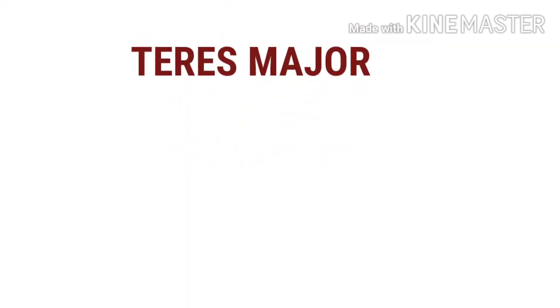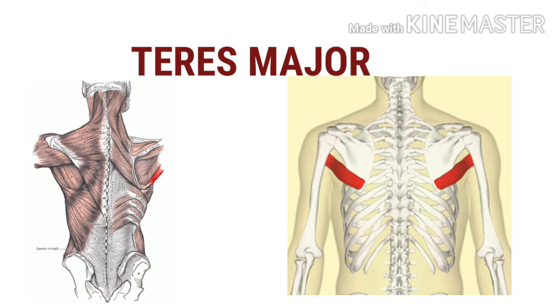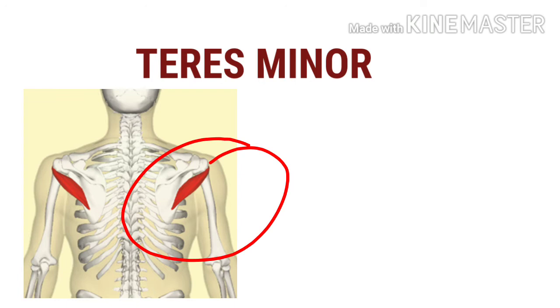Okay, so we will talk about teres major. Teres major originates from the posterior surface of the inferior angle of the scapula and attaches to the medial lip of the intertubercular groove of the humerus. Teres minor originates from the posterior surface of the scapula adjacent to its lateral border. It attaches to the greater tubercle of the humerus.